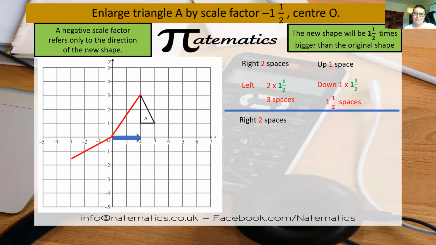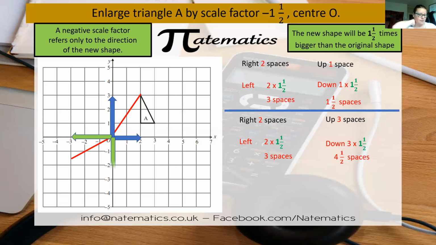Apply the scale factor to it and the negative part. So it's going the opposite direction. So it's now going left 2 lots of 1.5, which makes it 3 spaces. So it's going to go left 3 spaces. And see if you can work out the next bit. It's going up 3 spaces. So therefore, the new transformed shape is going to be going down 3 lots of the scale factor, which is 4.5 spaces. So that is the place where the top corner of the triangle is going to be.